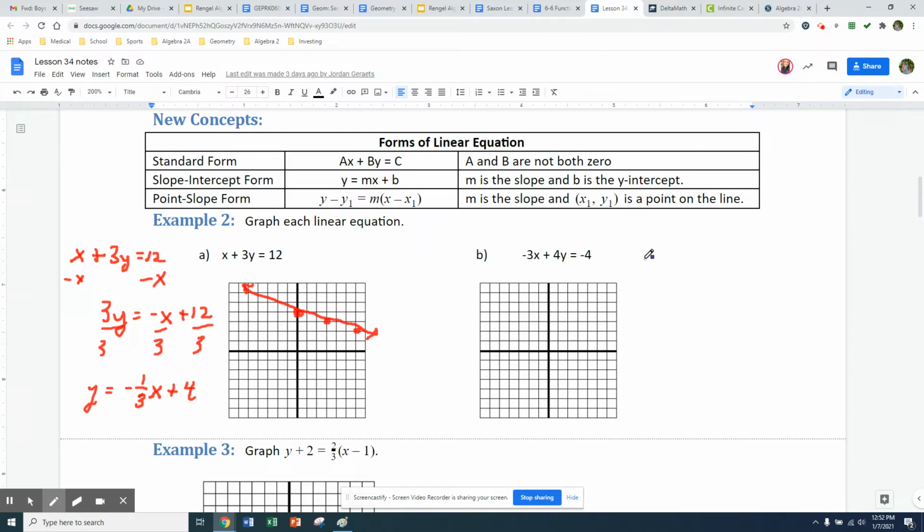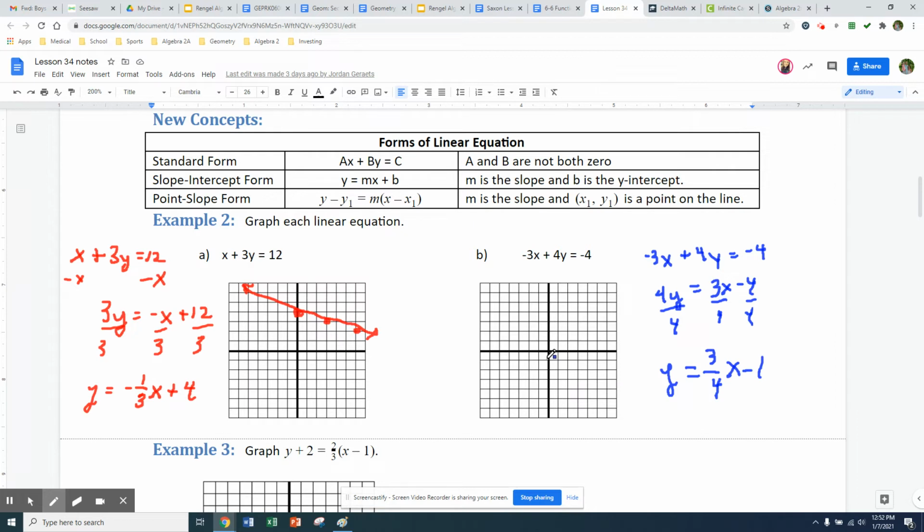Since I have a standard form again, I will use algebra to get this changed back into slope-intercept. I'll first add the x term over, so I'll get 4y equals 3x minus 4. Then divide everything by 4. And we'll get our y alone. 4 does not divide into 3, but I could write that as a fraction, 3/4 x. And negative 4 divided by 4 is negative 1.